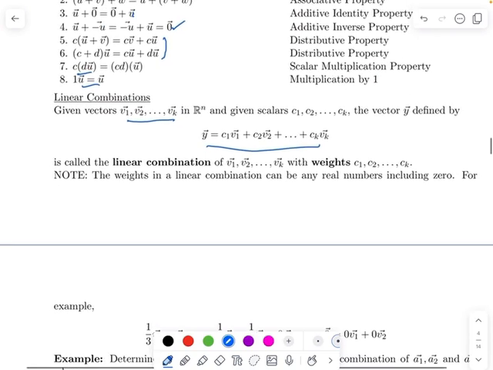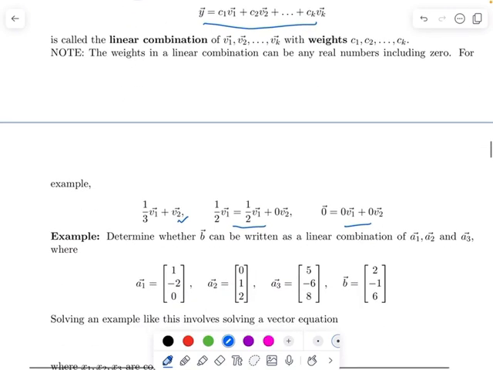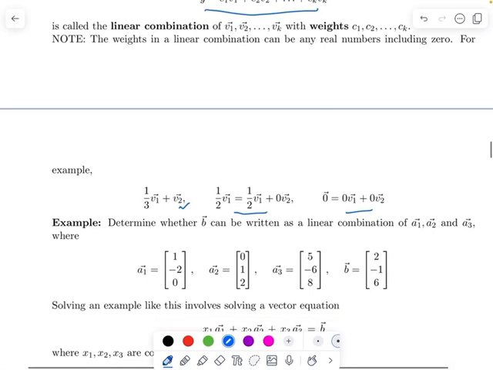For example, this is a linear combination of v1 and v2. This is also a linear combination of v1, v2. This is a linear combination of v1, v2. So let us look at an example. This says: determine whether b can be written as a linear combination of a1, a2 and a3. So what we do is, basically, this means solving a set of equations.